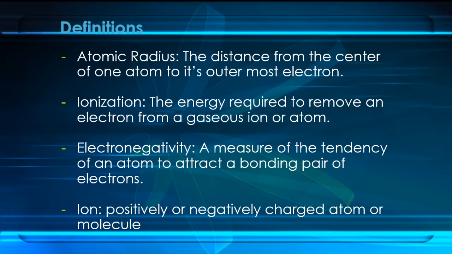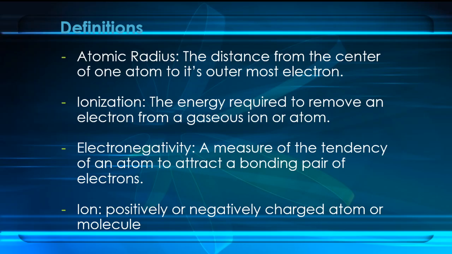Then we also have ionization. What is that? That is the energy required to remove an electron from a gaseous ion or an atom. Just really know that it is the energy required to remove an electron. It's going to become an ion, and that definition is down here. That's how I remember that it's an ion. An ion is a positively or negatively charged atom or molecule.